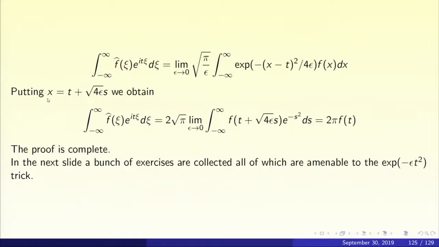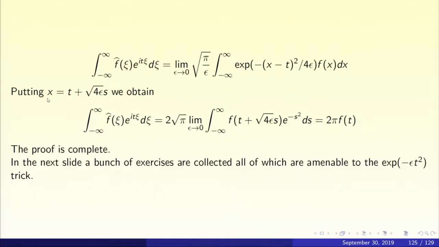Now let us make a change of variables x equal to t plus root 4 epsilon s, so that the root epsilon cancels out. dx is 2 root epsilon ds, and so we are left with a factor of root pi, and we get the limit as epsilon goes to 0 of the integral from minus infinity to infinity of f of t plus square root of 4 epsilon s, e to the power minus s squared ds.